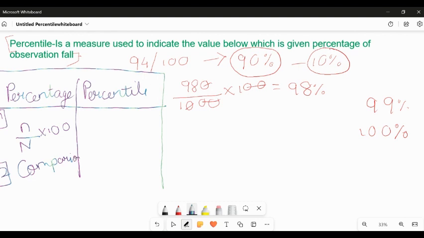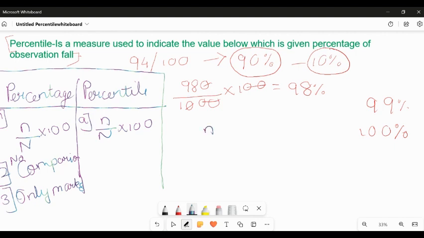For the other candidates, no comparison is done. I'll write here: no comparison. You are calculating your own marks rather than comparing. So only using the marks, we are finding the percentage. But while calculating a percentile, the formula might look the same, but the concept is different. I'll be saying that.